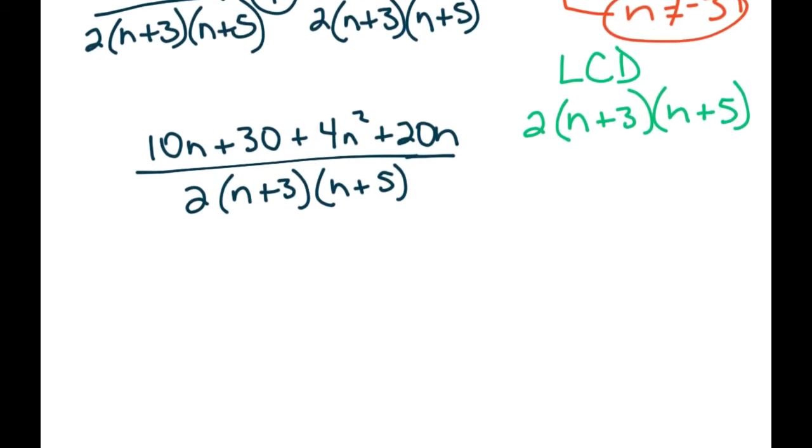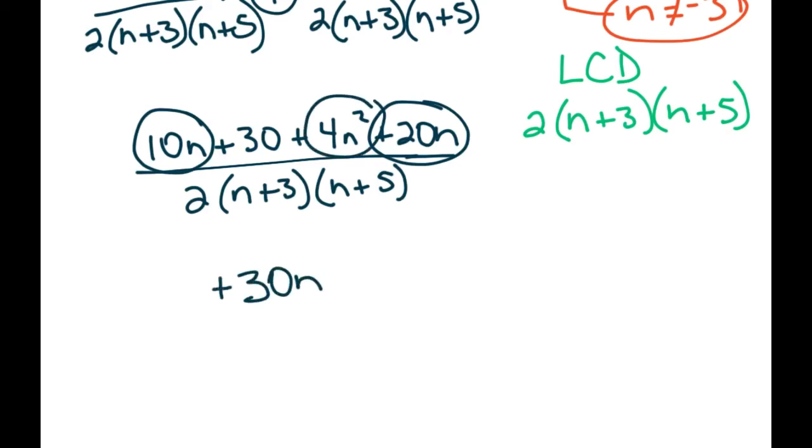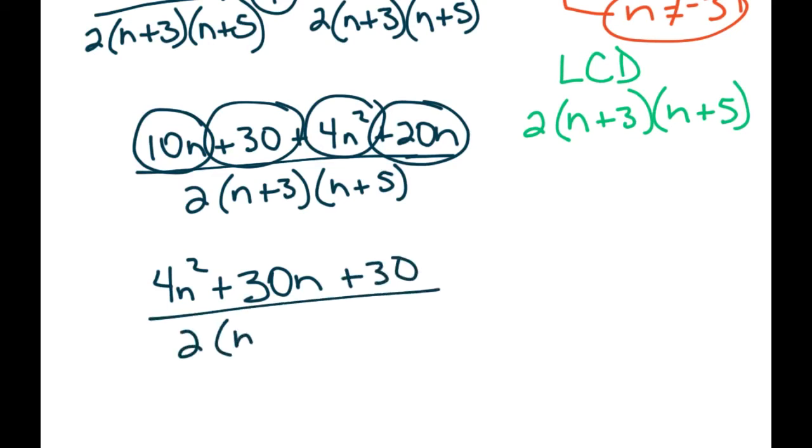Now I am going to combine like terms. I have a 10n and a 20n, which is 30n. I'm going to go ahead and put my 4n squared in the front, just because I'm putting it in standard form as we go. And then a plus 30 at the end. And this is all over 2 times n plus 3 and n plus 5. Now, before I started this example for you, I checked to see if our trinomial could be factored, and it cannot. So there's nothing to cancel from top to bottom. So I'm going to leave it in that form.